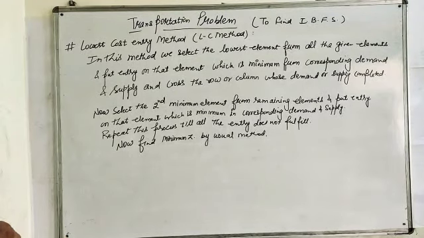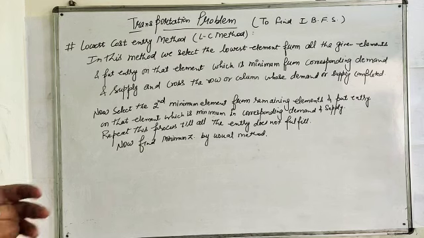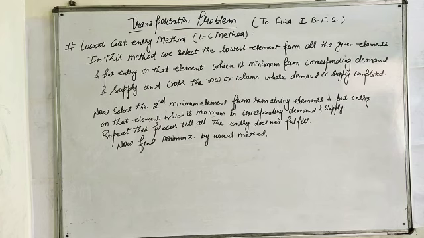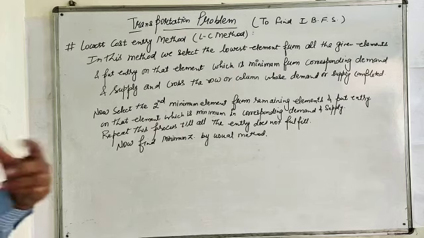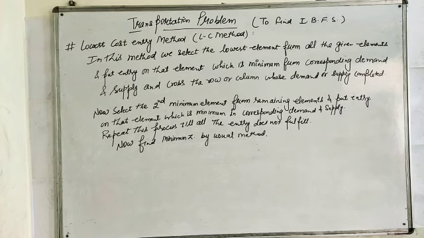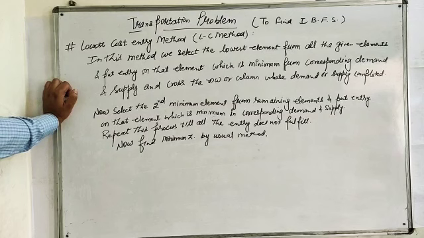In the previous two lectures we have studied the basics of the transportation problem and the first method to find an initial basic feasible solution, that is, the northwest corner rule. In today's lecture we will study the lowest cost entry method, that is, the LC method, what it is and how it works. In this method we select the lowest element from all the given elements and put an entry on that element, which is the minimum of the corresponding demand and supply, and cross the row or column whose demand or supply is completed.